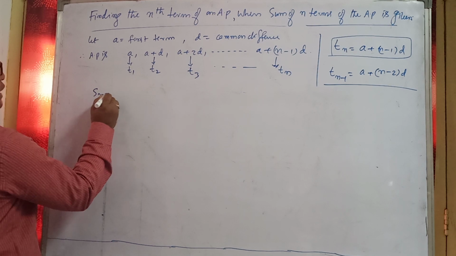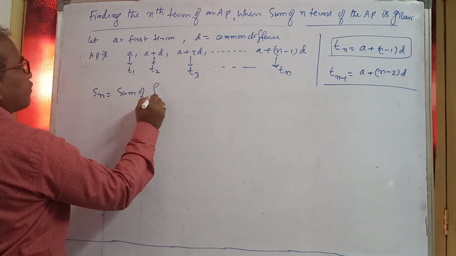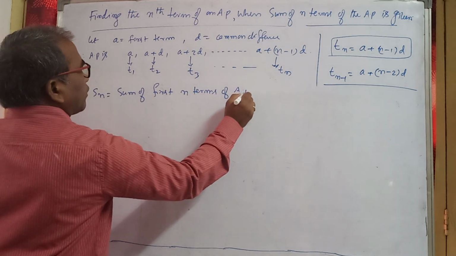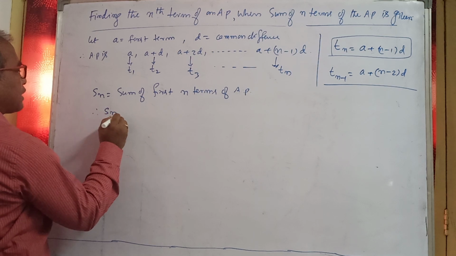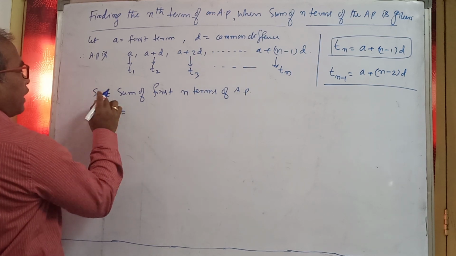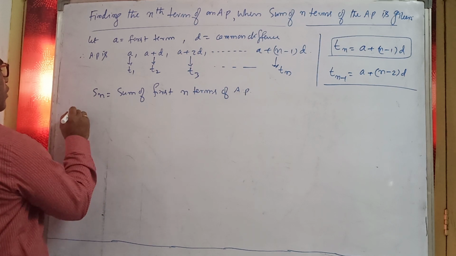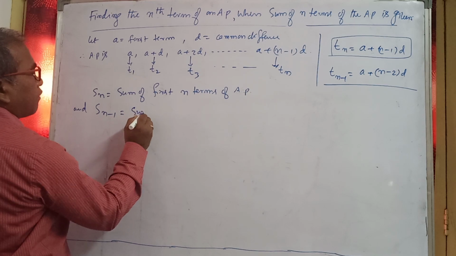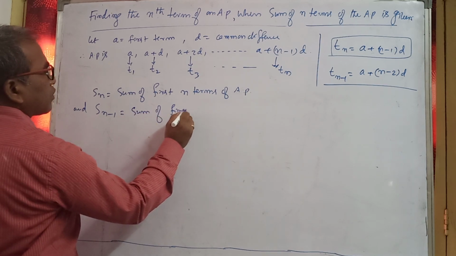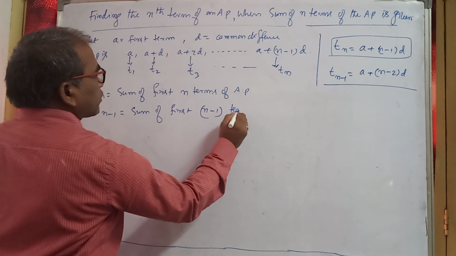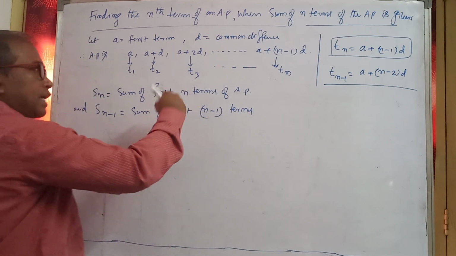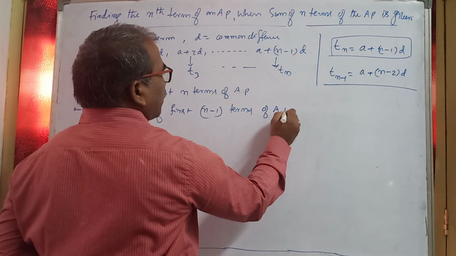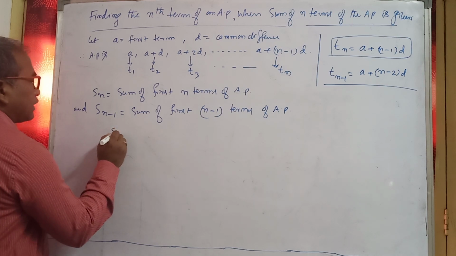What is Sn? Sn means the sum of the first n terms of the AP. And what about Sn minus 1? It is the sum of the first n minus 1 terms. Not all terms. The last term we are omitting; till n minus 1 only we are adding.